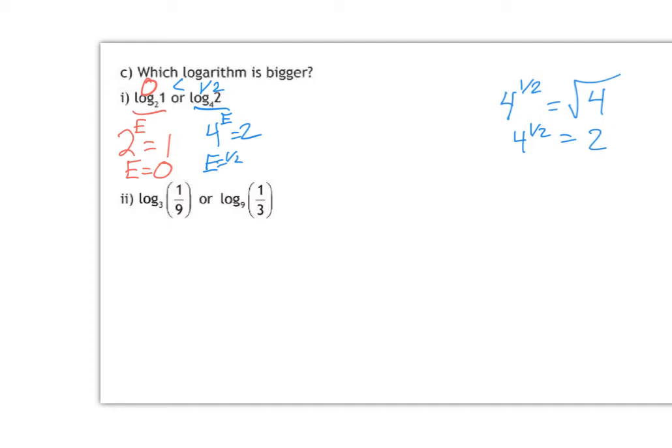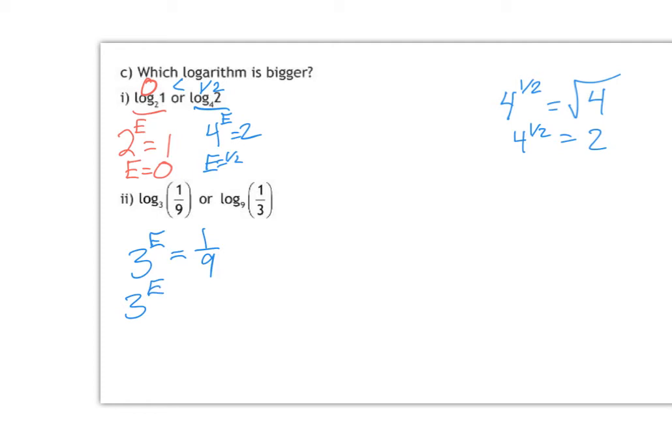Ooh, for this one we're dealing with something even weirder. We've got 3 to some exponent is equal to 1/9. Okay, that seems kind of strange. This time I'm going to try a different approach. I'm going to try to make 1/9 look like 3.